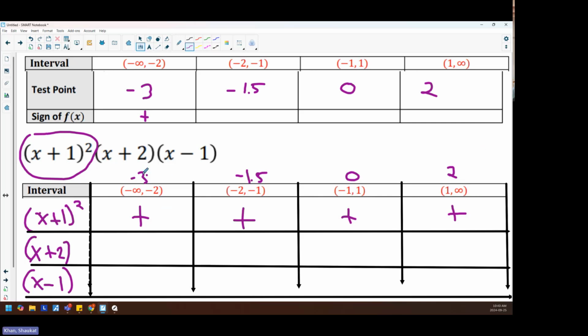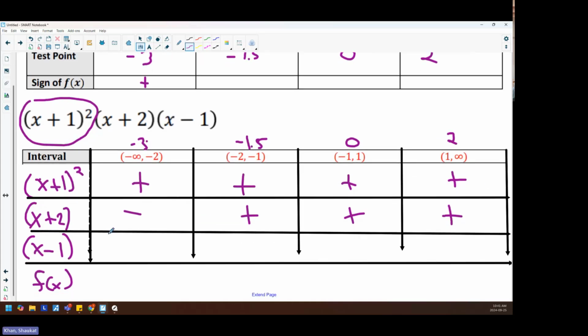What about x plus 2? Well, if I substitute -3 here into x plus 2, we get a value of -1. So here we're going to have negative. And if I want to go across, I can do -1.5, which is now positive because -1.5 plus 2 is positive a half, which is a positive number. Next, we have 0, once again positive, and 2 plus 2 is positive 4, so that's positive. Final factor, x minus 1, input -3, so -3 minus 1.